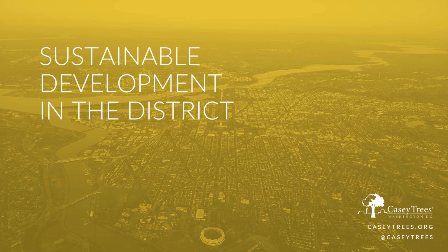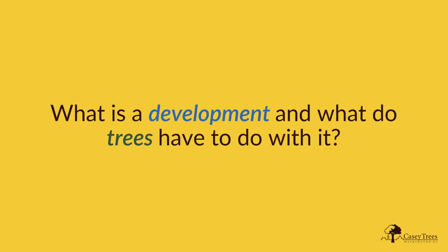In this module, we will discuss what drives development in DC and how we can advocate for more sustainable developments. But first, what is a development, and what do trees have to do with it? At its root, development is the process of converting land to a new purpose. We might think about offices, housing, and retail, but we may not consider the conditions surrounding those places that make them pleasant areas to live near, walk to, or spend time in.